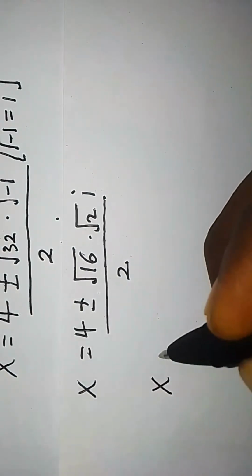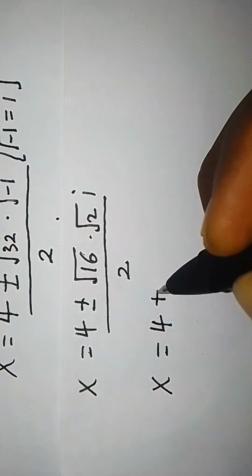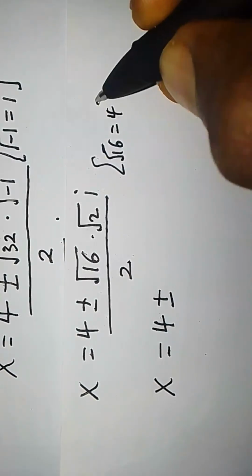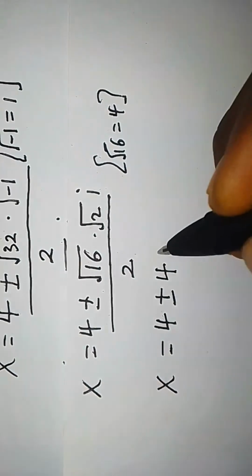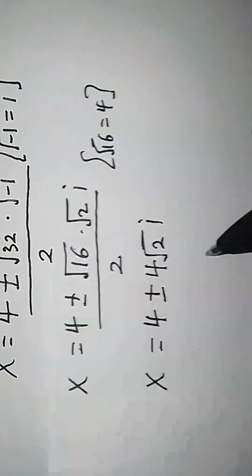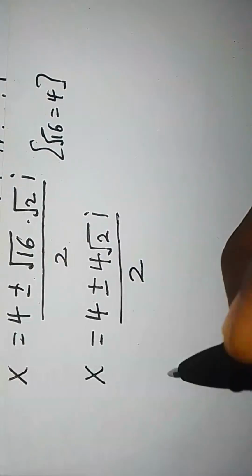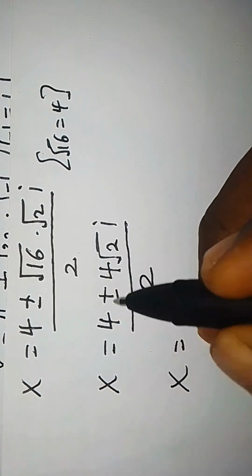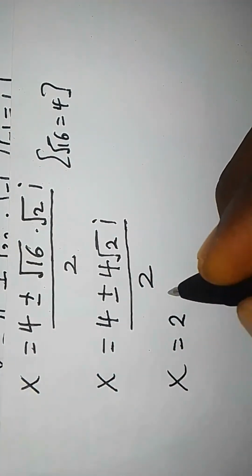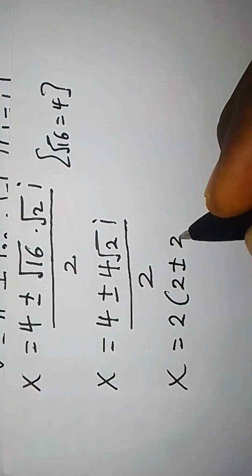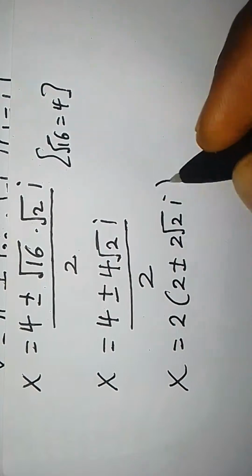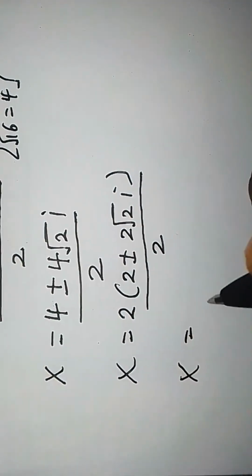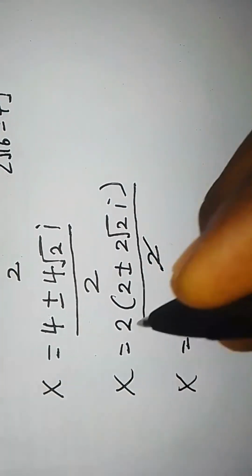So we have x equal to 4 plus or minus. What is square root of 16? Square root of 16 is equal to 4. So we have 4 times square root of 2i divided by 2. X equal to, let's simplify this further by factoring out 2 from this numerator. So that will be 2 into 2 plus or minus 2 root 2i, divided by 2. X equal to, clearly 2 cancels 2.